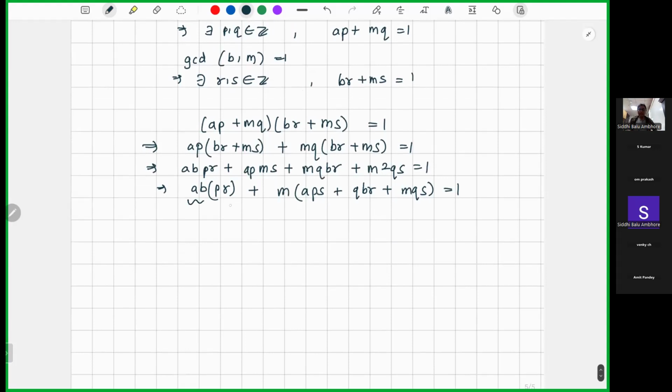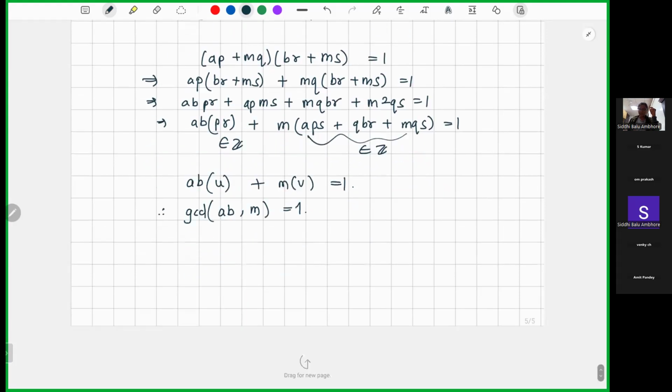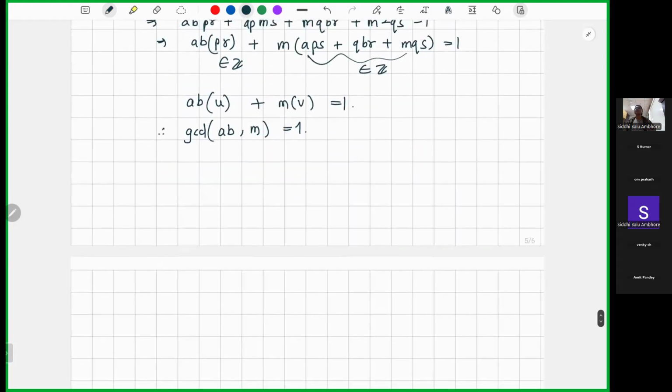So I have these integers P, R and so on, such that AB times something plus M times something is 1. I got these elements in Z such that AB, if I call them U, plus M into V is 1. So I can say that GCD of AB comma M is 1. Okay. Is this okay?